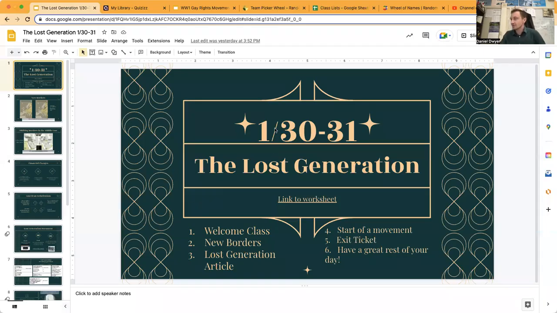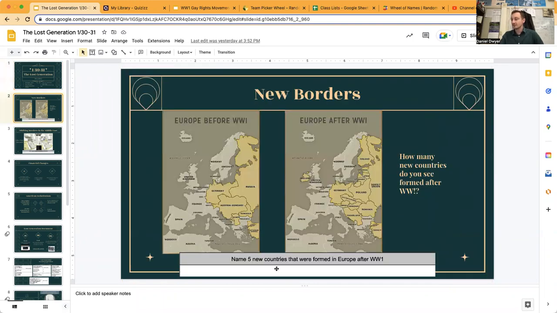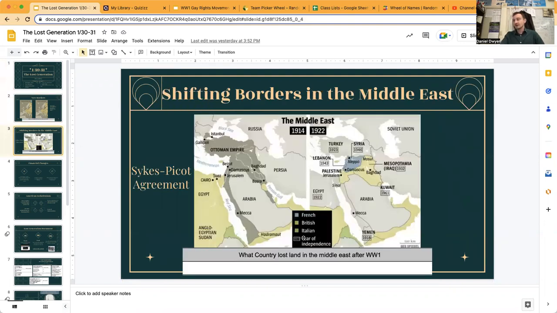All right, so in case you were not here on the 30th or 31st, this is what we did that day. So first, at the top of your worksheet, I wanted you looking at these two maps and then identifying 5 new countries that appeared after World War I. So again, bringing that idea of nationalism and people ruling over themselves. Then I did want you looking at the Middle East, how it affected that as well. So identifying what country lost land in the Middle East after World War I.